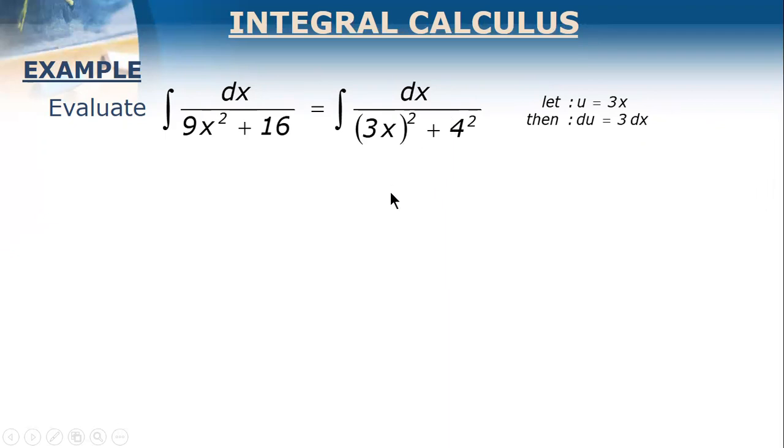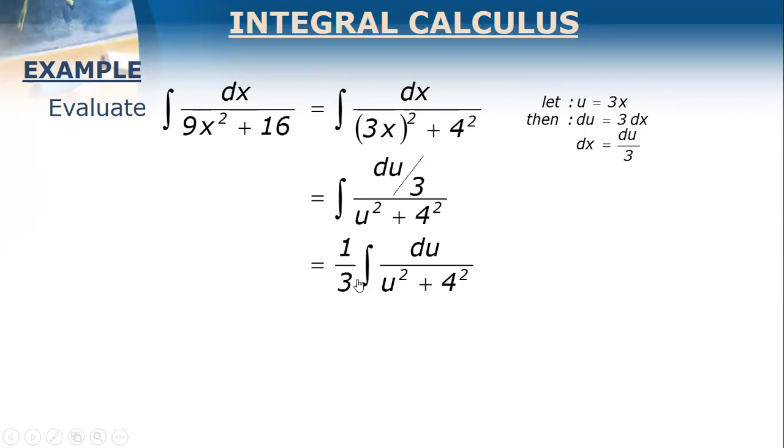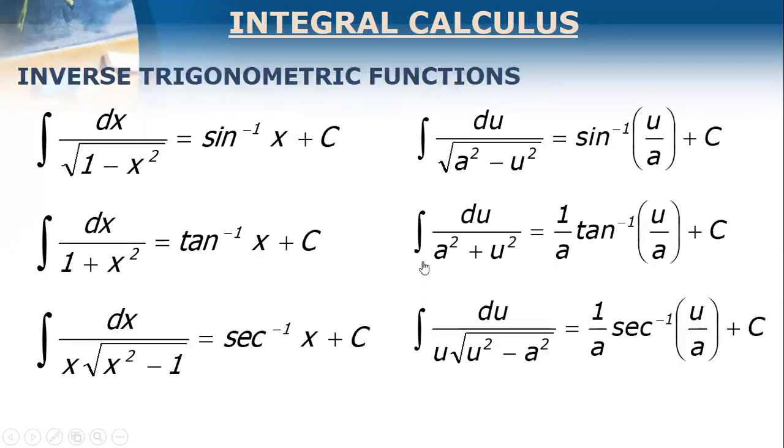And then substitute. dx is du over 3. We have du over 3, with 3x replaced by u, and u squared plus 4 squared. And you write 1/3 before the integral. You have this. And let's fit this one. This can be interchanged since it is positive.